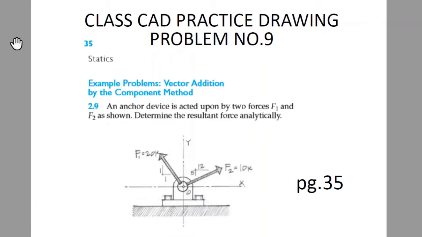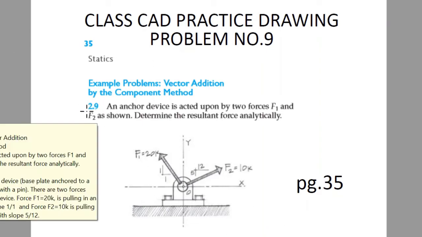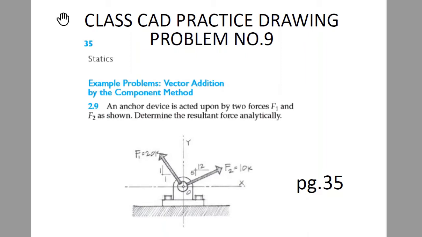So let's take a look at some examples. We'll start with ClassCAD practice drawing problem number 9. This one is on page 35, and this is problem 2.9. These are example problems for vector addition by the component method.